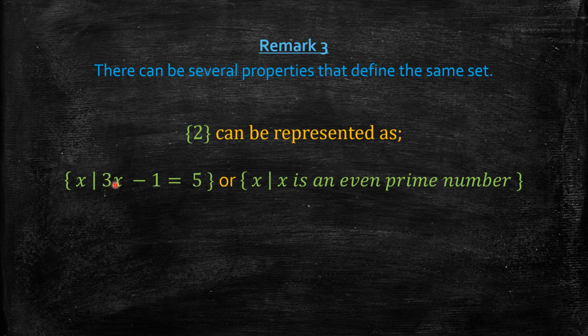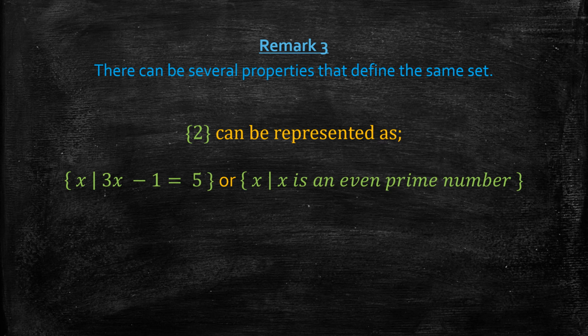Here I am explaining how. If I put x = 2, this will become 3 into 2 is equal to 6, 6 minus 1 is equal to 5. Here LHS equals RHS for x equal to 2, correct? And the same set can also be denoted or described by {x : x is an even prime number}. You know that the only even prime number is 2, correct? So both ways are correct to describe the same set, okay.